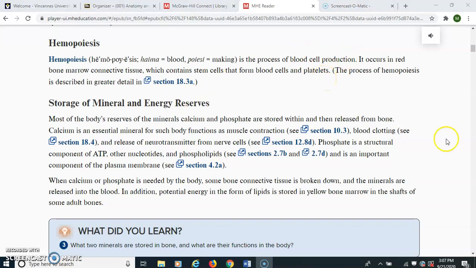Mineral and energy reserves are also stored within the bone. Calcium and phosphorus would be examples of minerals that are stored in our bone. Our body can get those to use for other body processes.